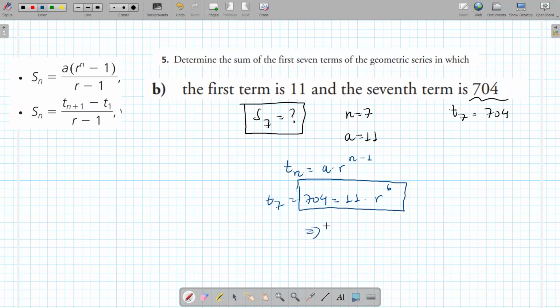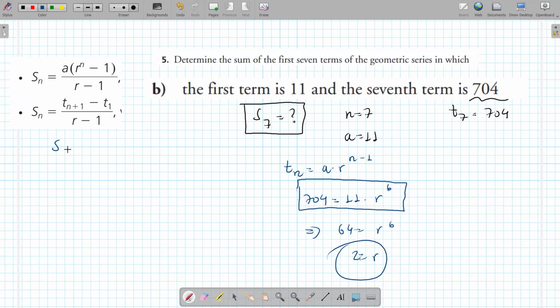How would you find the R value for this? How do you solve for R? You divide by 11. And then? You do the sixth root. It's n minus 1, so you do the 6th root. It's going to be 2. So R is 2. Let me show you how to use both of those formulas.